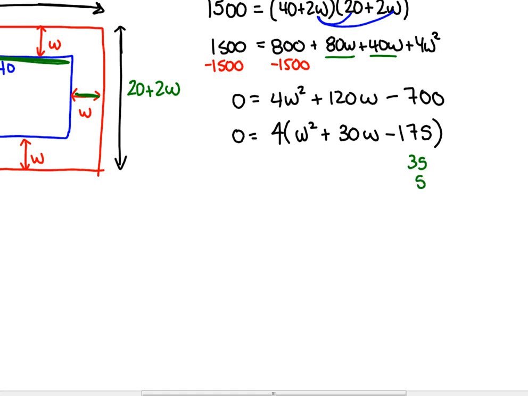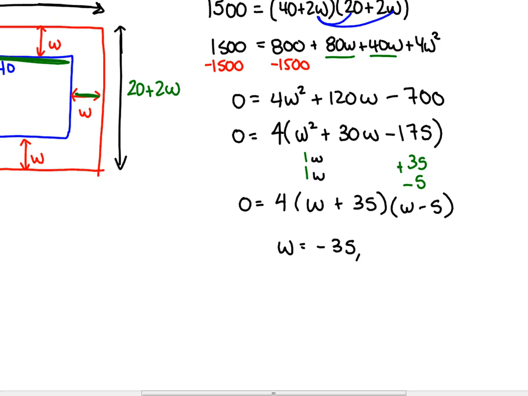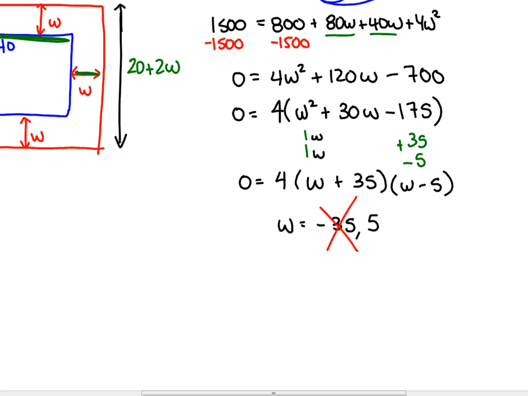35 and 5. Who's positive, who's negative? 5 has to be negative. Let's make a positive 30. Thanks, dear. So, W plus 35, right? Each row is a factor, and then W minus 5. Therefore, the width is either negative 35 or positive 5. Can I reject one? Negative 35 we reject. It's negative. So therefore, the width is 5.